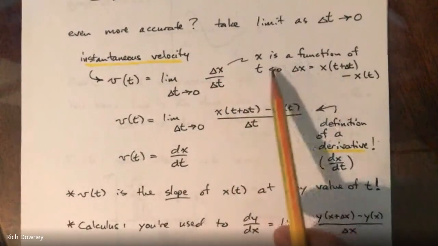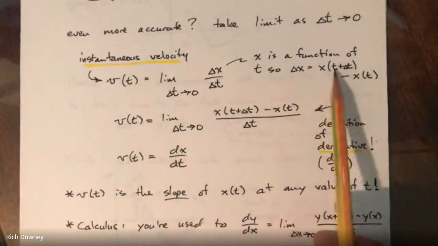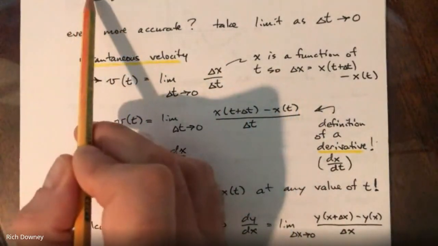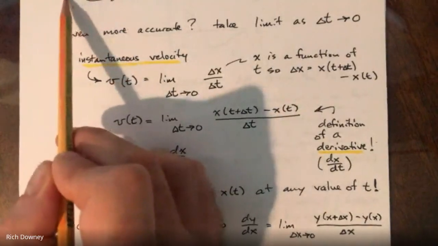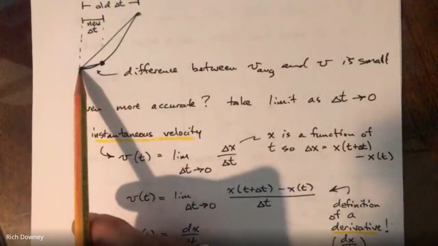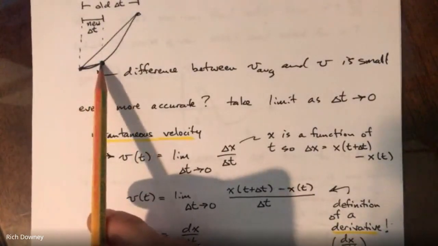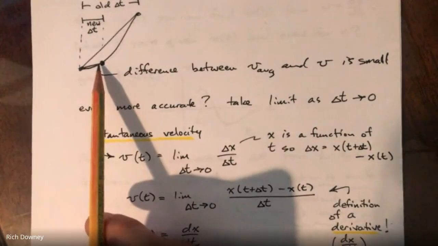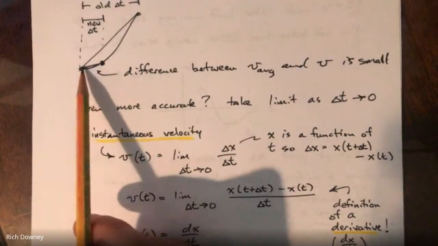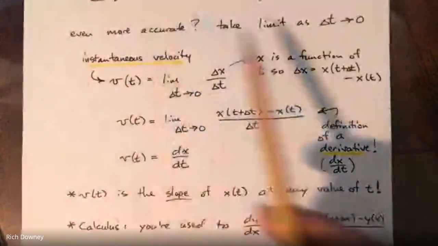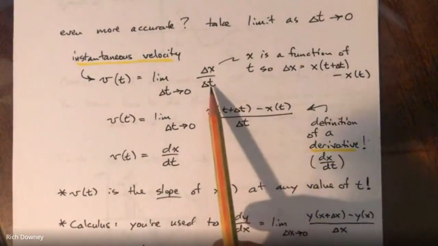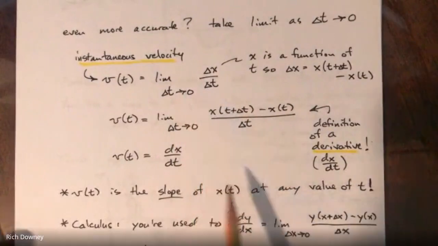But x is a function of time. So the delta x will be the difference between the position at t plus delta t. So this is t here. I'm going to call this t. I may have gone off the screen here. I'm calling this t, and this is t plus delta t. So I take my x coordinate at t plus delta t, I subtract my x coordinate at t, and that is my delta x. And my delta t is just delta t. And we're taking the limit as that goes to 0.